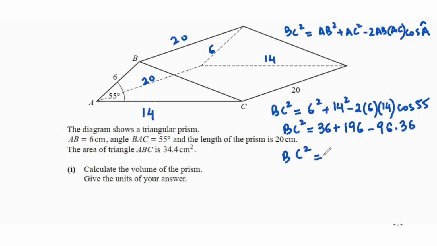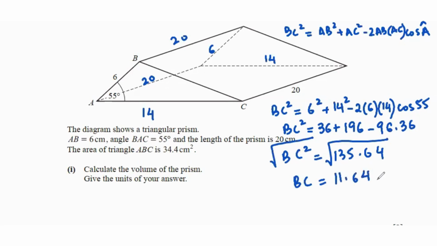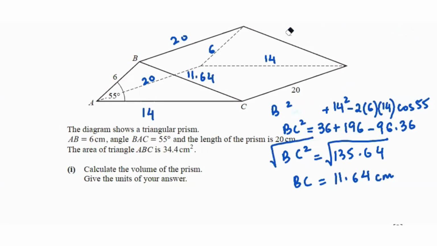Add them up, so 36 plus 196 minus 96.36, that's 135.64. Take the square root on both sides, and that is going to give you 11.64 centimeter. So now we're going to use this to find the total surface area. That's 11.64. So I'm going to erase this now.